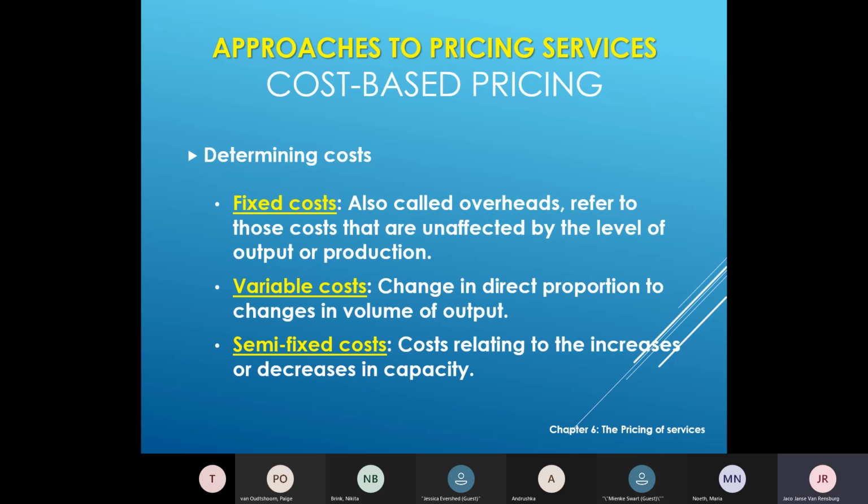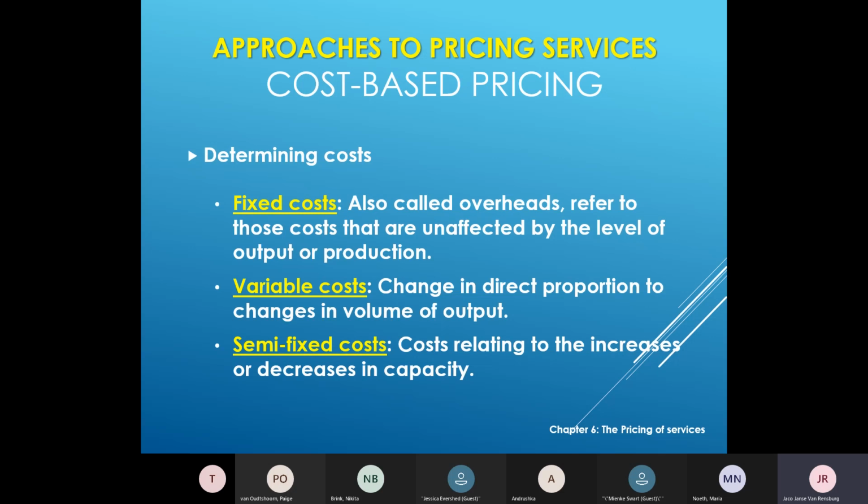Right, semi-fixed cost is cost that is related to increases or decreases in your capacity. In other words, your capacity to deliver your service. Are you still able to do it in the same manner that you have? If there are increases and decreases in that, there's a cost involved. It is a positive or a negative, depending on whether it's increasing or decreasing, but that's a semi-fixed cost that also forms part of your total cost.